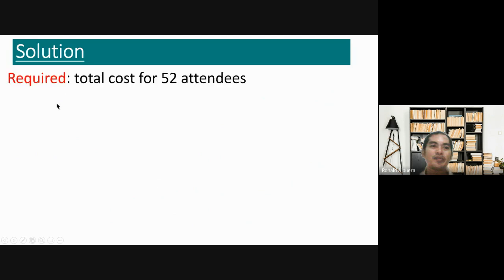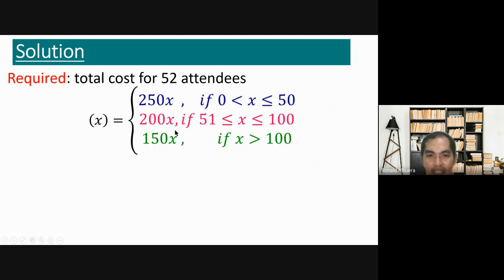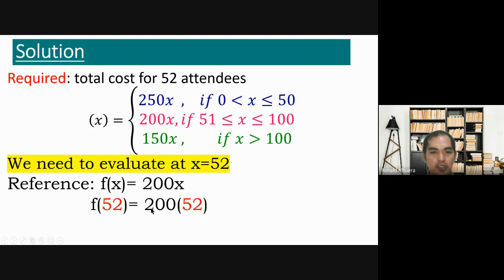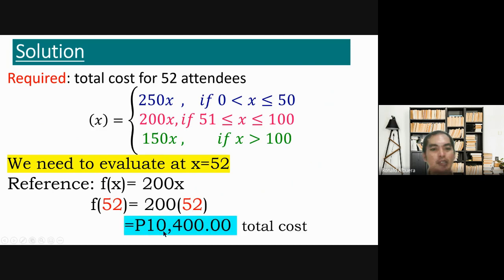Okay. Another requirement there is how much is 52 attendees. So you are going to evaluate. So ang basihan dito, ang 52, itong nasa gitnang equation ang kukunin natin, itong 200x. So we need to evaluate at x equals 52. F of x equals 200x. So f of 52 equals 200 times 52. 200 times 52 ay 10,400 pesos. That's the total cost for 52 persons.